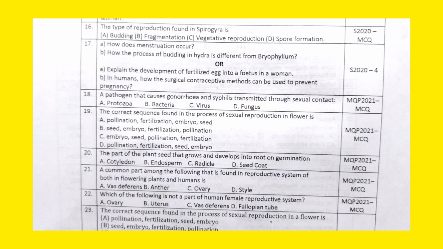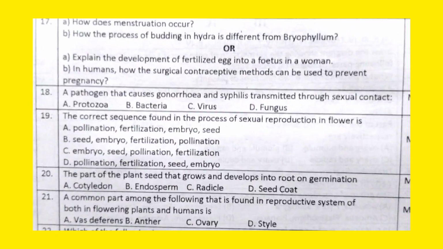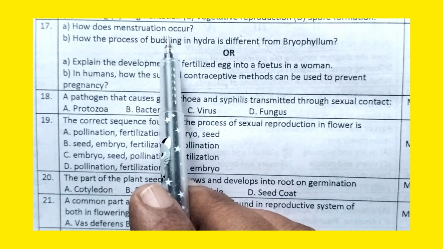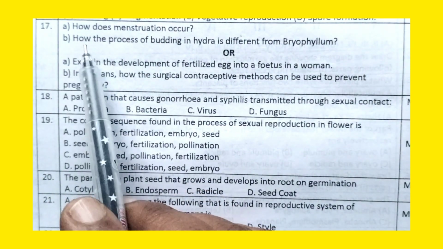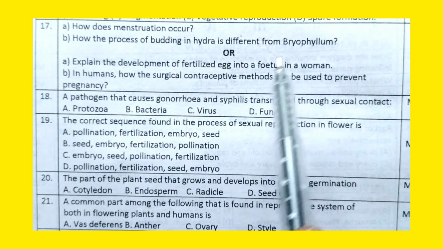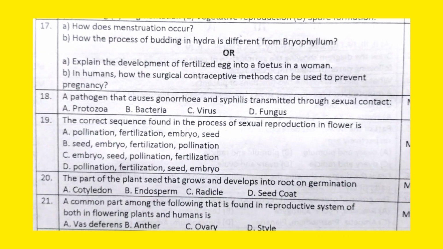Hi everyone. In this video we are going to continue how do organisms reproduce of class 10th science previous year question paper. In the last video we have answered up to the 16th question. Now let us answer from the 17th question. The 17th question is: how does menstruation occur? And in that one more question is there: how is the process of budding in Hydra different from bryophyllum?